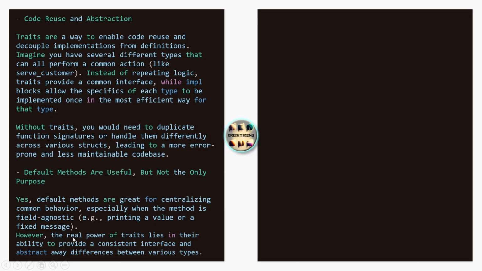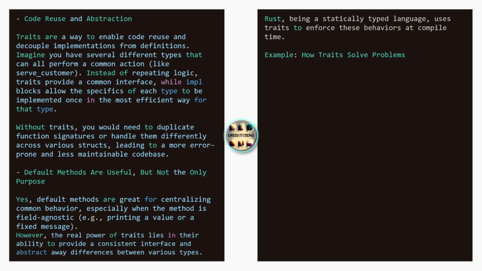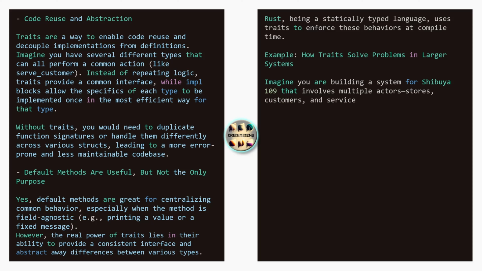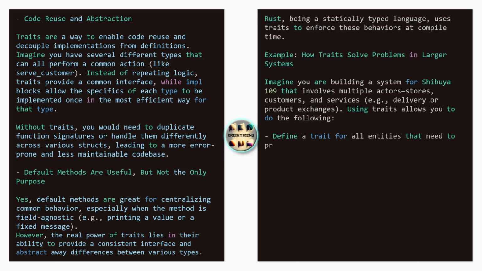Otherwise, however, the real power of traits lies in their ability to provide a consistent interface and abstract away differences between various types. So Rust, being a statically typed language, uses traits to enforce this behavior at compile time. So this is a Rust way of doing it. In Python, you can use those interfaces, but in Rust, it's a typed language, so it's very important to check those types at compile time, and traits help you to do that in an easy way.